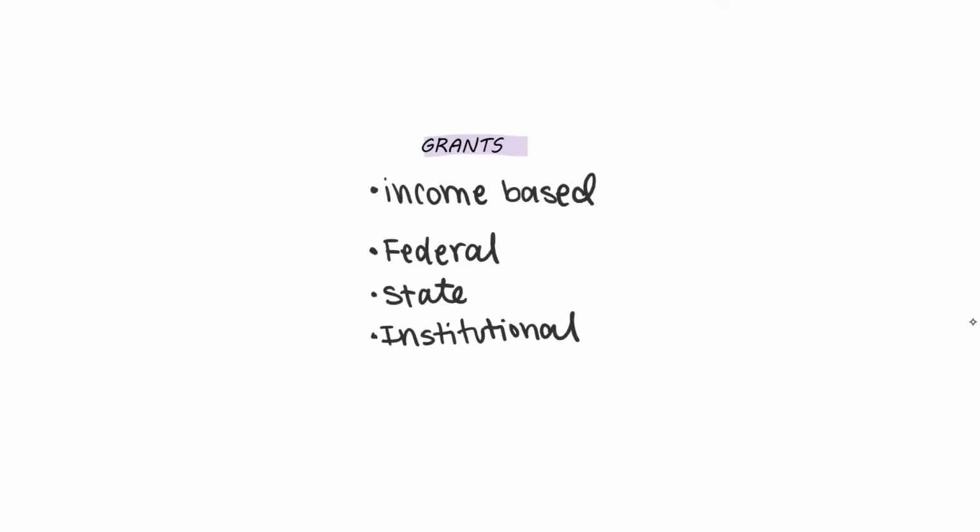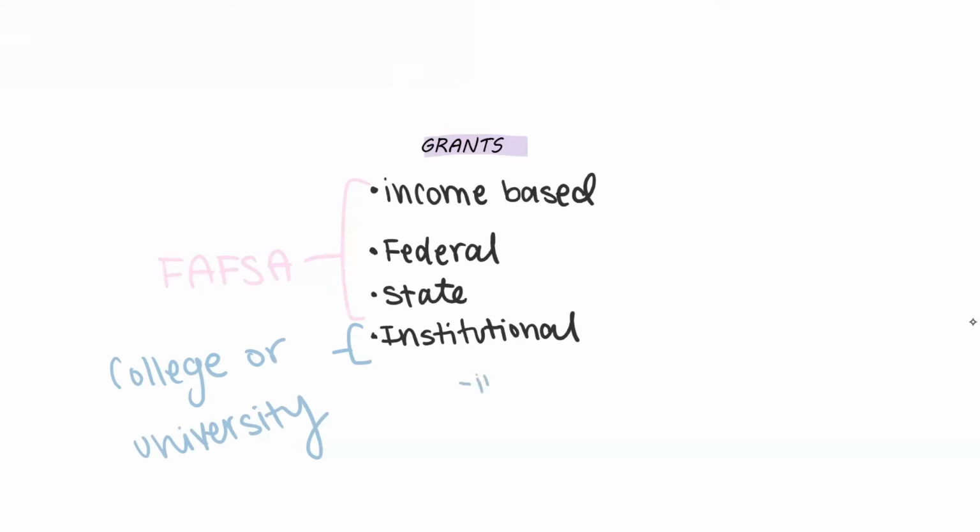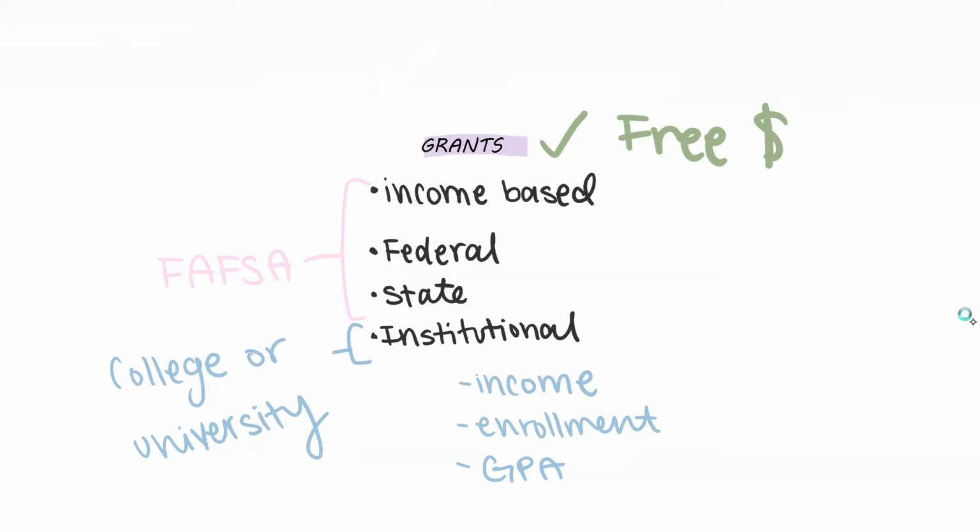Alright, so now I'm going to go into a little bit more detail about each type of financial aid. So first off, for grants, if they are income-based, federal, or state-based, you will need to apply to the FAFSA in order to receive any of those. If it is an institutional-based grant, so directly from your college or university, possible eligibility requirements could include your income, enrollment status, or your GPA. And if you do have grants in your financial aid package, you should definitely accept them, because it's basically free money and you don't have to pay it back like a loan or anything like that. So you should always accept grants.